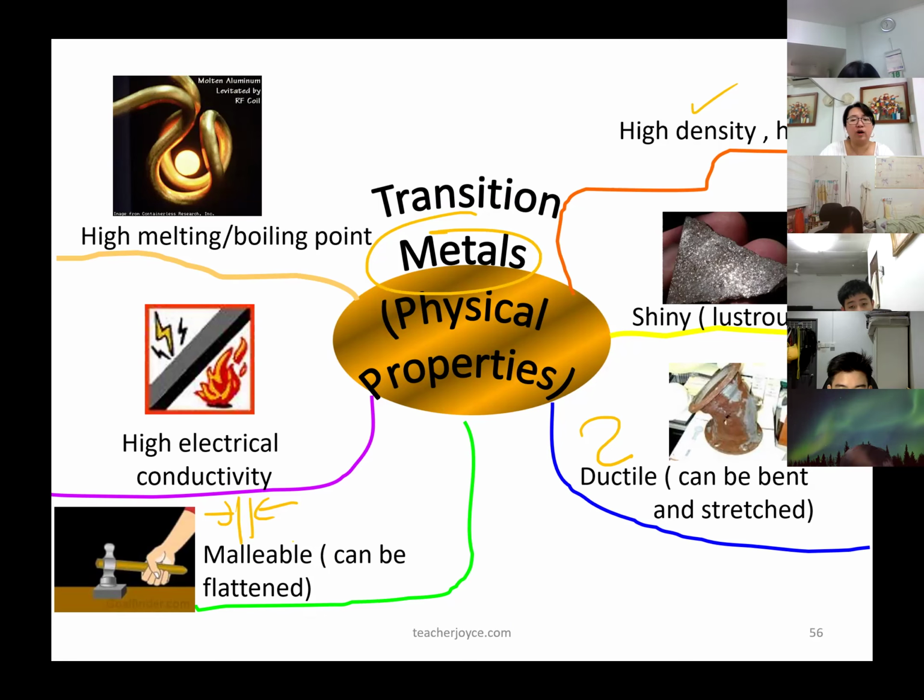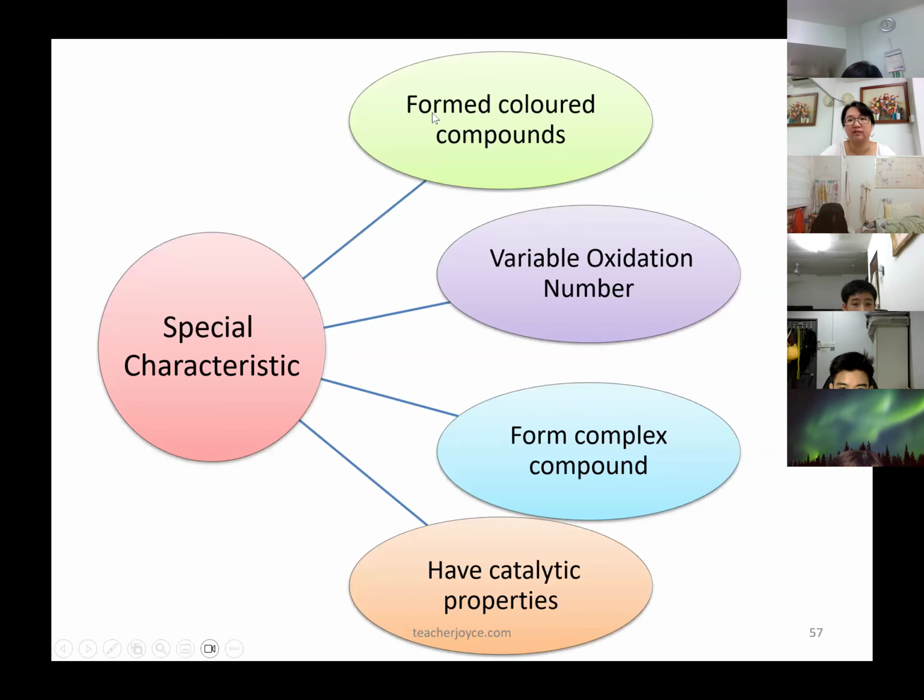High electrical or even heat conductivity. If electric can, heat also can. High melting and boiling point. Now, these are common metals. Even if it's not a transition metal, it is a metal, you still have all these characteristics. You learn that in lower secondary. Today, adding the word transition metal, they have 4 more special characteristics.